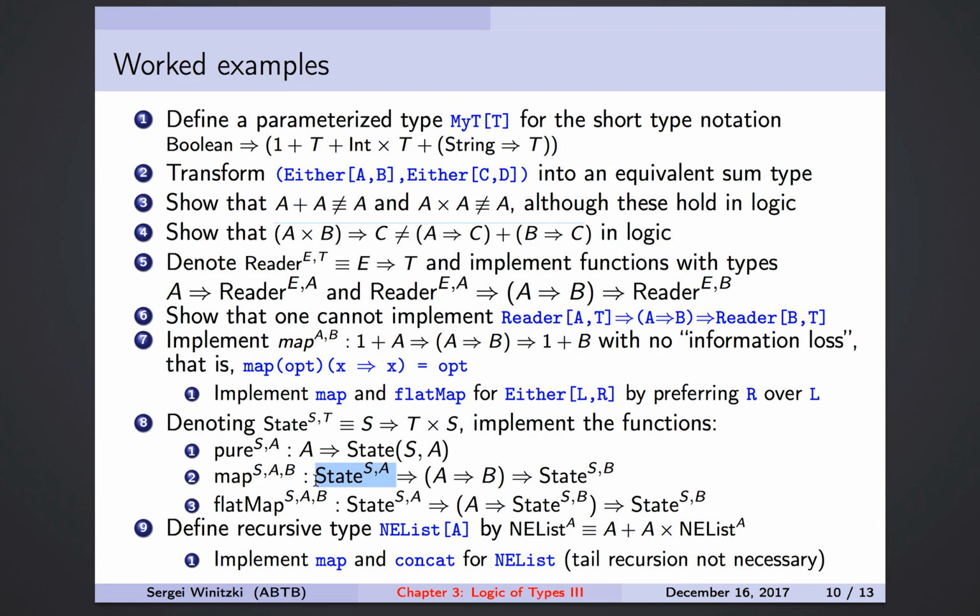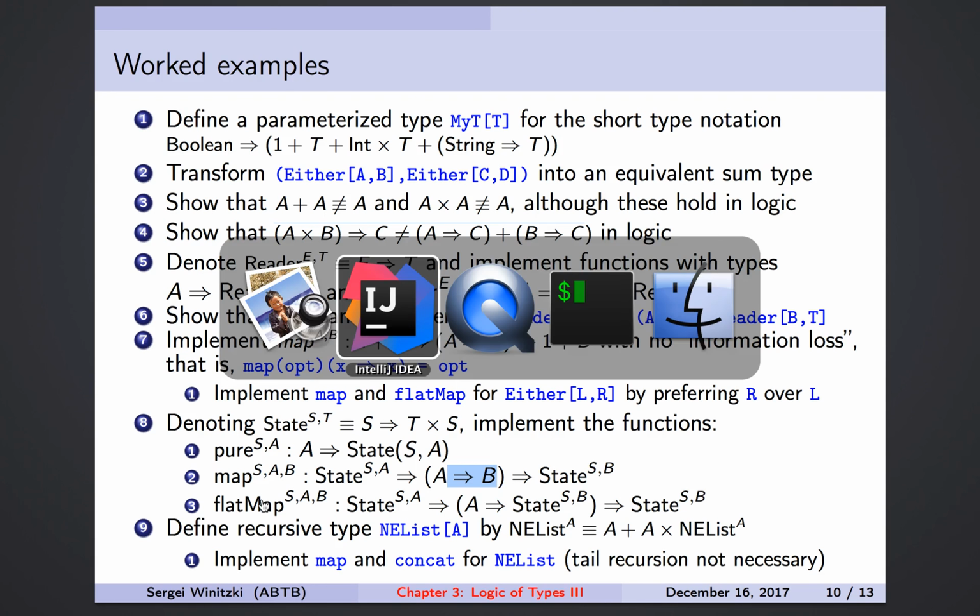The map has a standard signature, so the mapping is performed with respect to the parameter A. The parameter S is not changed, and there's no way to implement map with respect to parameter S. So with respect to parameter A, we can implement map, mapping A to B, and we can implement flat map, mapping A to state of SB, and the result is again a state of SB. So how do we implement these functions?